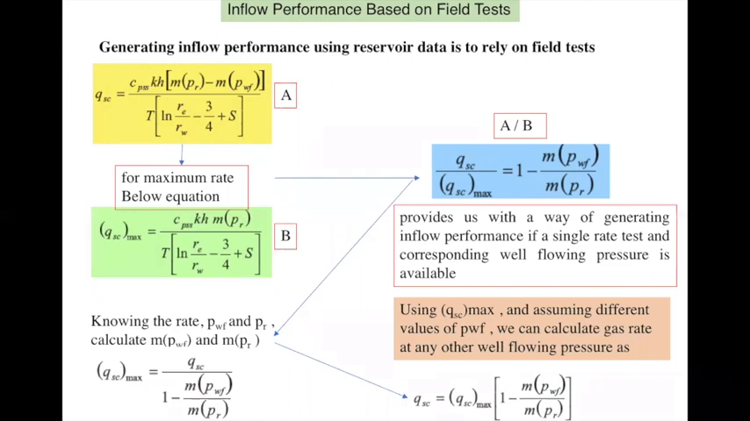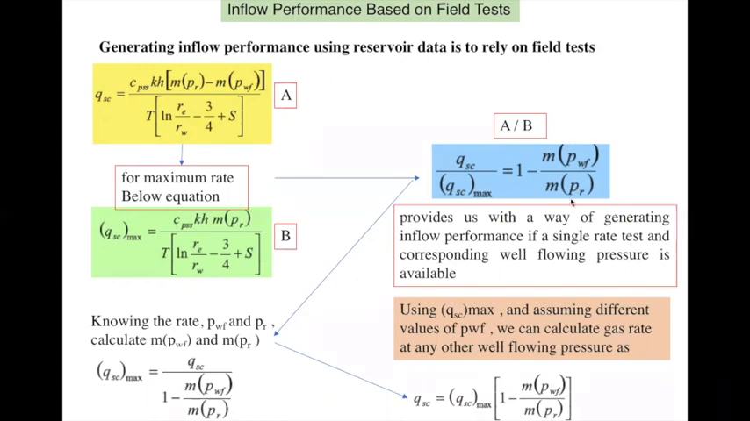Now see, for the maximum flow rate, you can see in the below equation, MPWF is 0 here. That means at MPWF equal to 0, the well must be producing at the maximum flow rate. This maximum flow rate is given by QSC max. And you see this equation A is modified to equation B. Further, if you divide equation A by equation B, you see that we have another equation shown in blue, where you have QSC divided by QSC max equal to 1 minus MPWF by MPR.